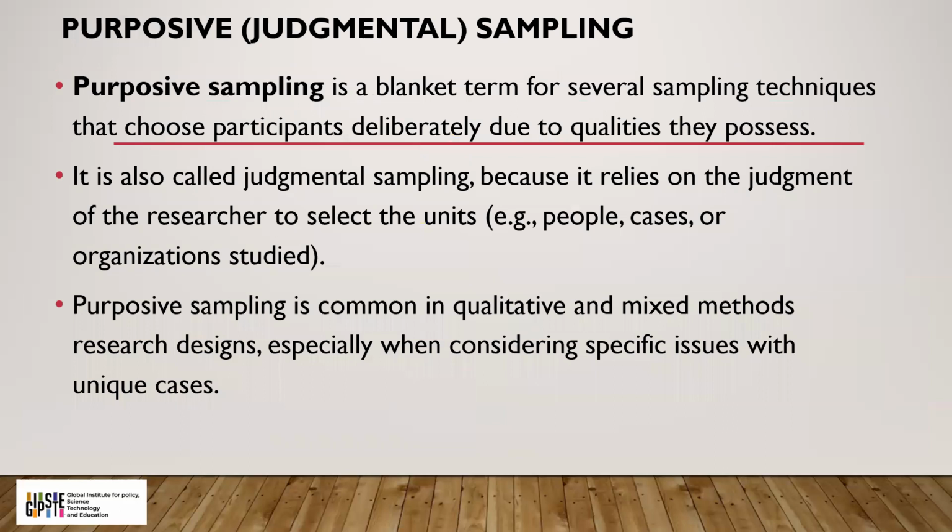We have the purposive or judgmental sampling. Purposive sampling is a blanket term for several sampling techniques that choose participants deliberately due to qualities they possess. It is called judgmental sampling because it relies on the judgment of the researcher to select the units, okay, such as people, cases, organizations to be studied. Purposive sampling is common in qualitative and mixed method research designs, especially when considering specific issues with unique cases.